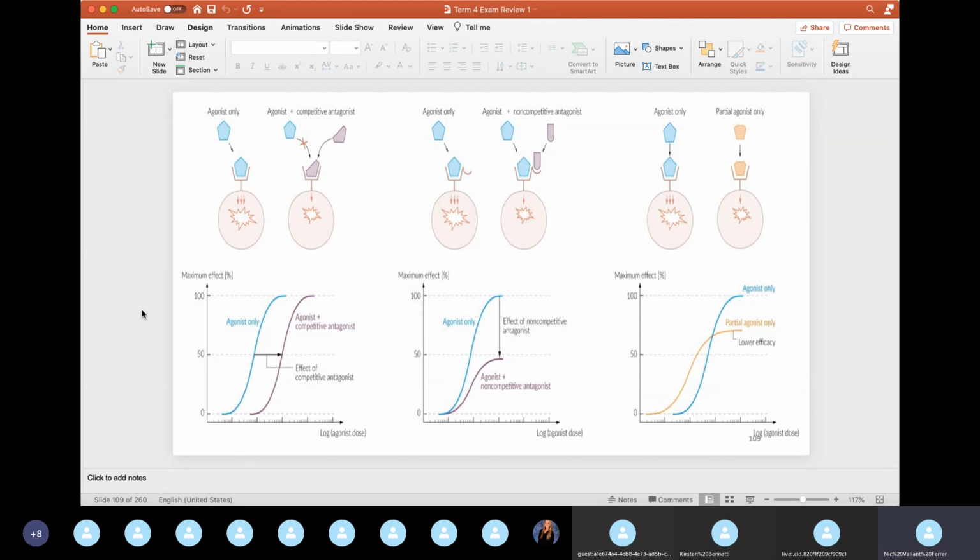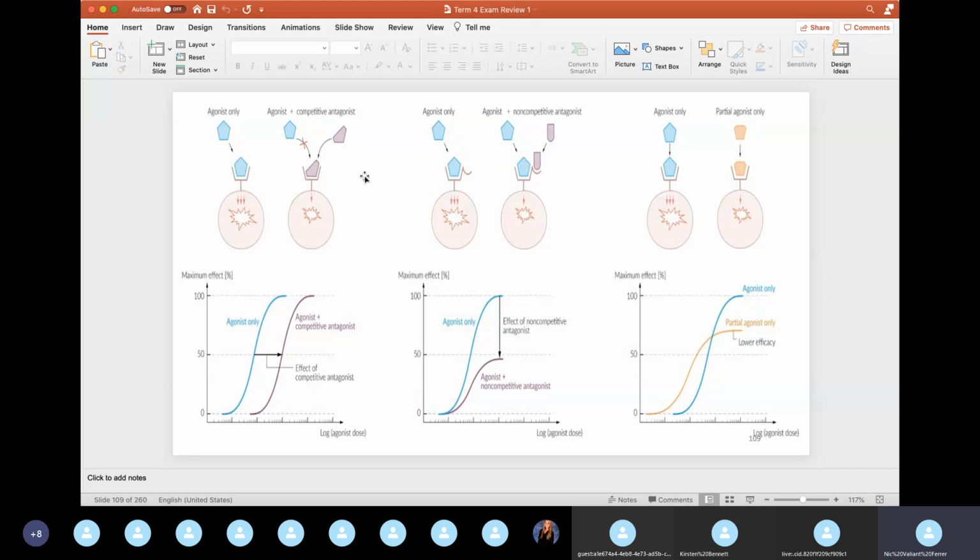Look at competitive antagonist. So what happens with the x-axis? Look at the abscissa, the x-axis. It's about the agonist dose. And the ordinate, we're talking about the effect, right? So look at the left. The first image here on the left, you have agonist only and agonist plus competitive antagonist. So does the competitive antagonist bind to the same receptor, to the active site? Yes, it binds to the active site.